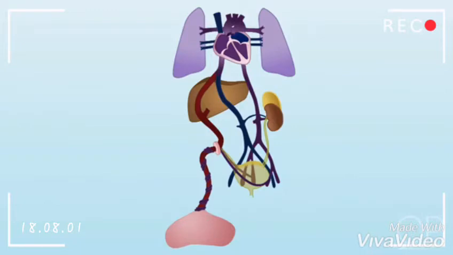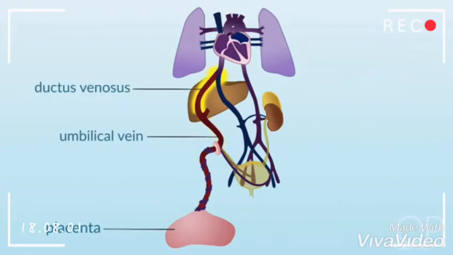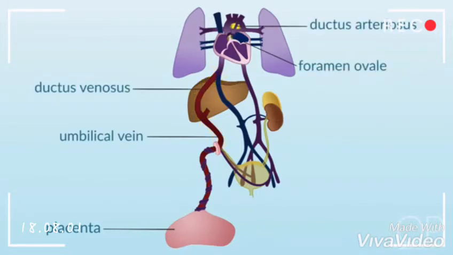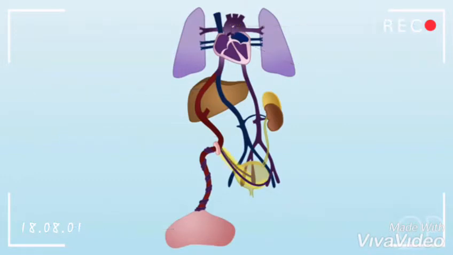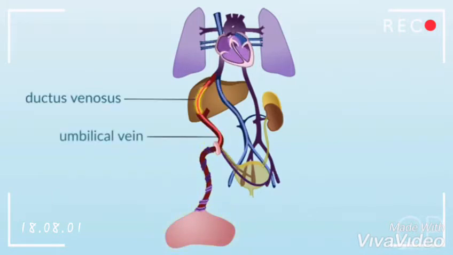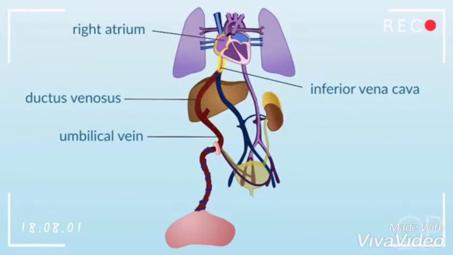The specific structures associated with fetal circulation include the placenta, the umbilical vein, the ductus venosus, the foramen ovale, the ductus arteriosus, and the umbilical arteries. Blood rich in oxygen and nutrients supplied by the placenta flows to the umbilical vein to the ductus venosus. Then, blood flows from the ductus venosus into the inferior vena cava up to the right atrium.